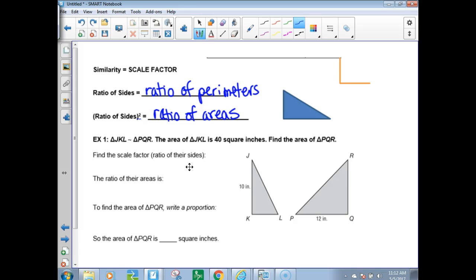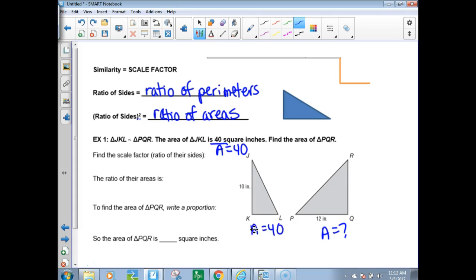So find the scale factor. It's telling us triangle JKL is similar to triangle PQR. It says that the area of JKL is 40. That's the area for the first figure. Find the area of PQR. So I want to find the area of this figure. I know this area is 40.